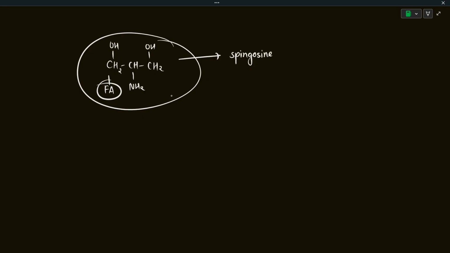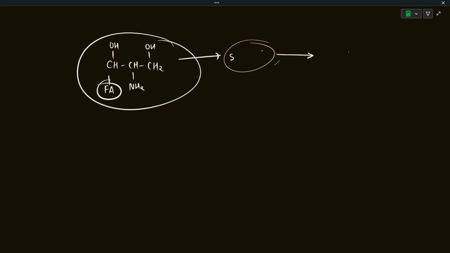Okay, so what is a sphingosine molecule? On the glycerol group, the OH group from the middle carbon is removed, and there you add an NH2 group, and you add a fatty acid chain to one carbon. That is what we call sphingosine. So this is the backbone for these phospholipids, and that phospholipid category is known as sphingolipids. Okay, the most abundant sphingolipid is known as sphingomyelin.